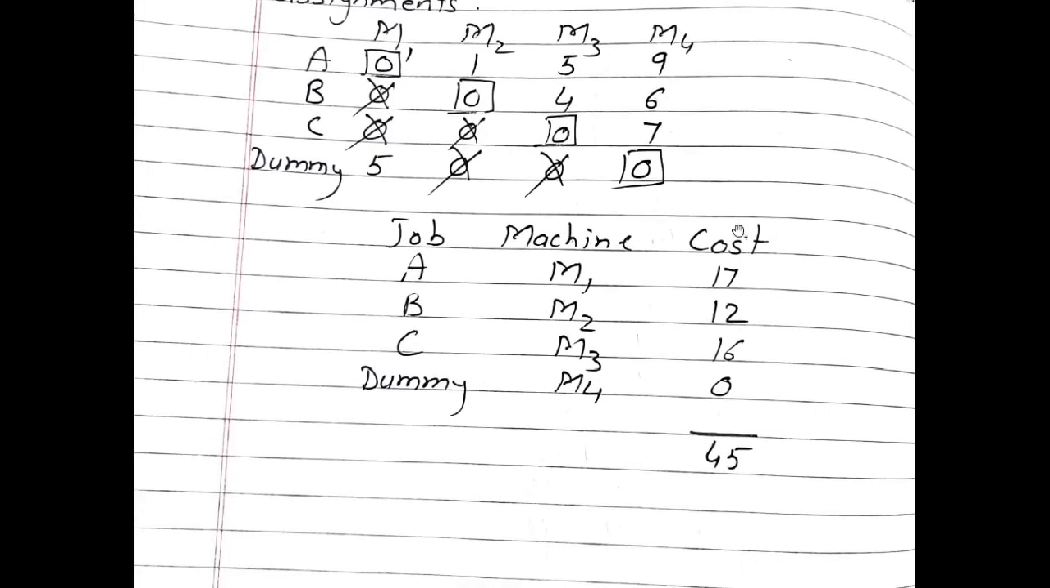So the assignments are: job A is assigned to machine M1 and the minimum cost is 17 rupees. Job B is assigned to machine M2 and the minimum cost is 12 rupees. Job C is assigned to machine M3 and the cost is 16 rupees. And the dummy job is assigned to machine M4 with cost 0. So the total cost becomes 17 plus 12 plus 16, that is nothing but 45.